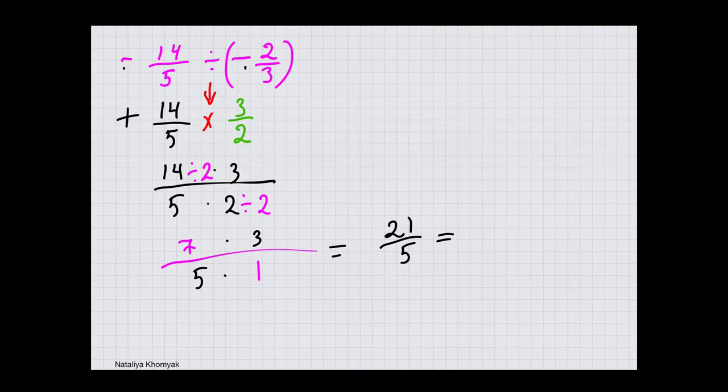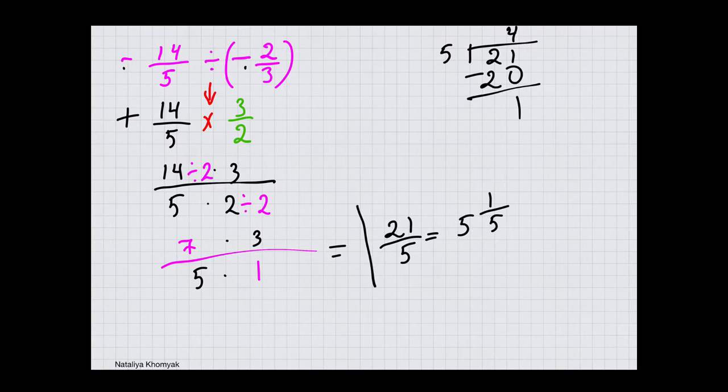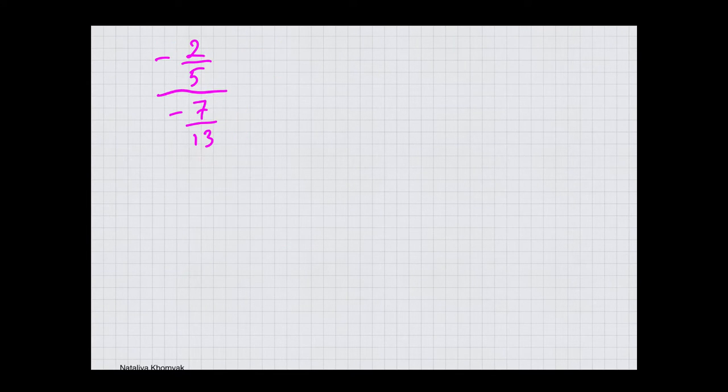Now this can be changed into a mixed number. So we have to divide 5 into 21. 5 will go into 2 0 times. 5 into 20 4 times. 4 times 5, 20. The remainder is 1. So 21 out of 5, we can have 5 wholes and 1 out of 5. And that's our answer. In this problem, we have a fraction composed of 2 other fractions.